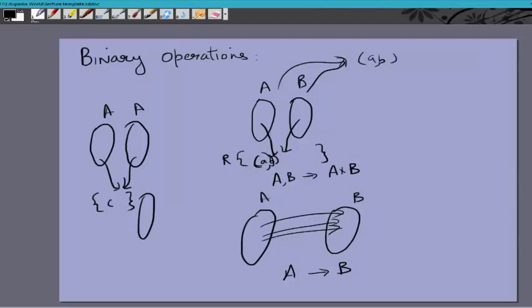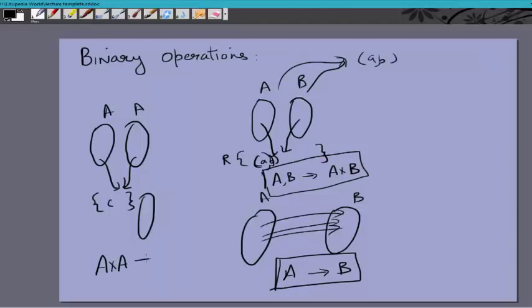So if relations were to be represented as A and B become A cross B, and functions were to be represented as A goes to B, both these notations we've already used before, then binary operations would go from A cross A to A. That means you go from an ordered pair of numbers A, B to another number C.